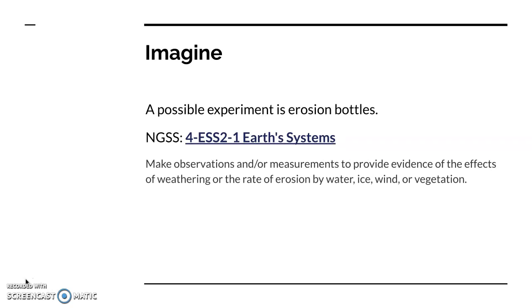The Next Generation Science Standard that I came up with was 4-ESS2-1, Earth's Systems: make observations and/or measurements to provide evidence of the effects of weathering or the rate of erosion by water, ice, wind, or vegetation. And obviously in this sense we were using water.